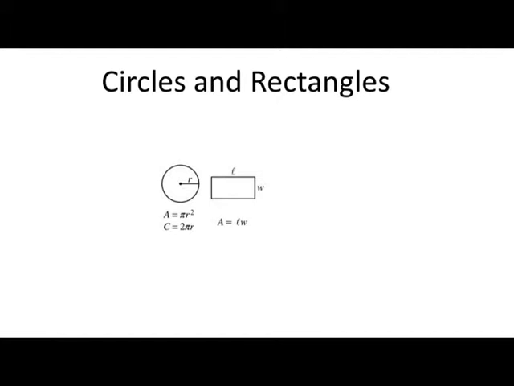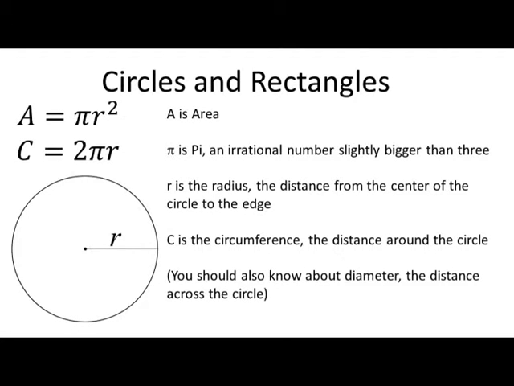Let's get circles out of the way first. Take a look at these formulas. A equals pi r squared. A here is the area. Pi is an irrational number a little bit more than 3. R is the radius, the distance from the center of the circle to the edge. So area equals pi r squared means to find the area, you take the radius, multiply it times itself, multiply it times pi, and that's going to be your answer.